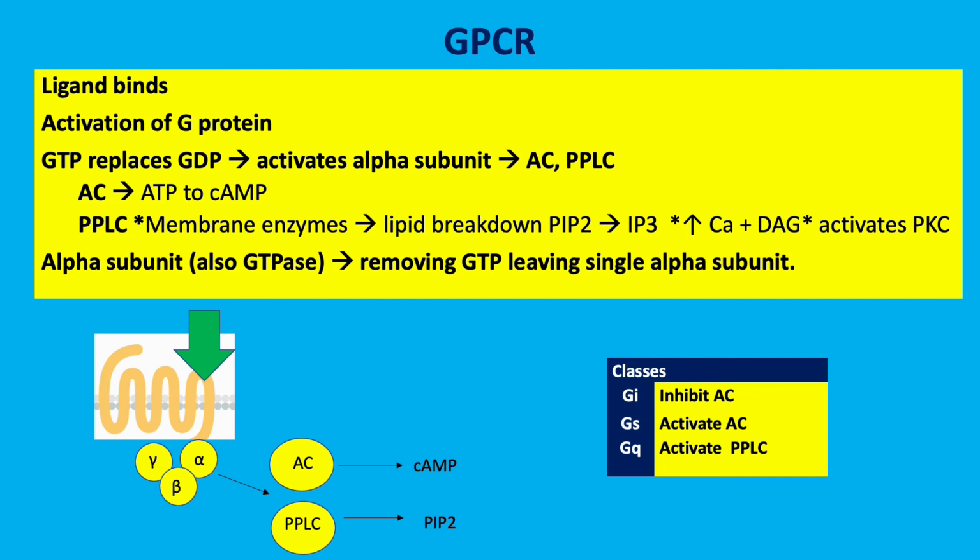These pathways don't last forever, and they're intermittently activated and deactivated. For the deactivation process, the alpha subunit has a GTPase, which converts GTP to GDP, therefore inactivating the process.